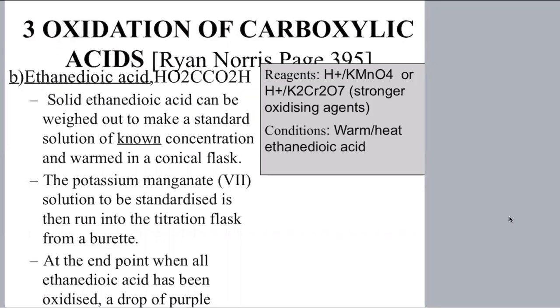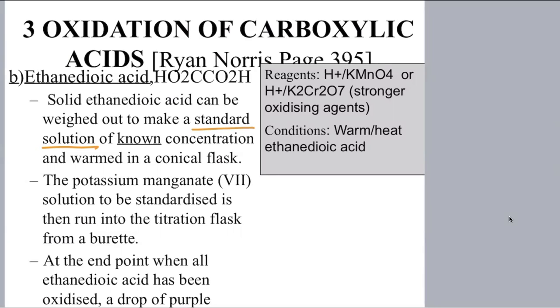Okay, so what you can do is you dissolve the ethandioic acid first. Ethandioic acid comes in a form of solid. You dissolve it in water to make it aqueous. You weigh it out. So if you know the mass of the ethandioic acid and the volume of water that you make, you know the concentration of the ethandioic acid. So in this case, your ethandioic acid is your known concentration. That means your other reagent is the unknown one. So you make a standard solution. Standard solution means you know the concentration of that solution, right?